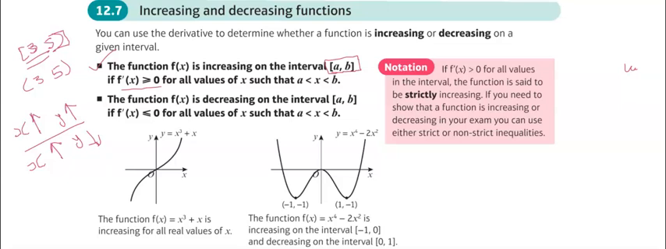Here the function f(x) is an increasing function in the closed interval [a, b] when f'(x) is greater than or equal to 0, meaning the differentiation of f(x) is greater than or equal to 0. And f(x) is a decreasing function in the same interval [a, b] when the differentiation of f(x) is less than or equal to 0. Is that okay? So let's understand more about increasing and decreasing functions with the help of examples.